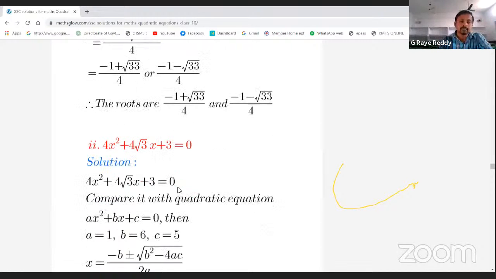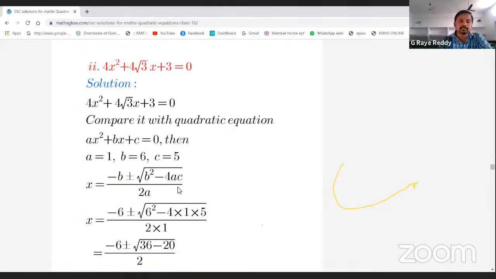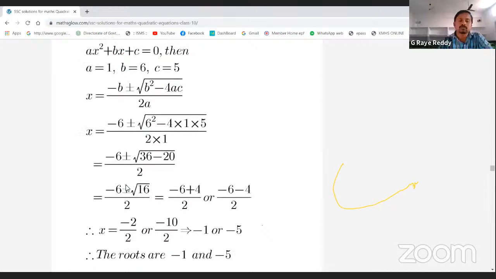This is the first problem, students. And the second one: the given quadratic equation is 4x square plus 4 root 3x plus 3 is equal to 0. Here also we have to compare the given quadratic equation with ax square plus bx plus c equal to 0. Then, as we have done in the above problem, you have to substitute the a, b, c values in the given formula.